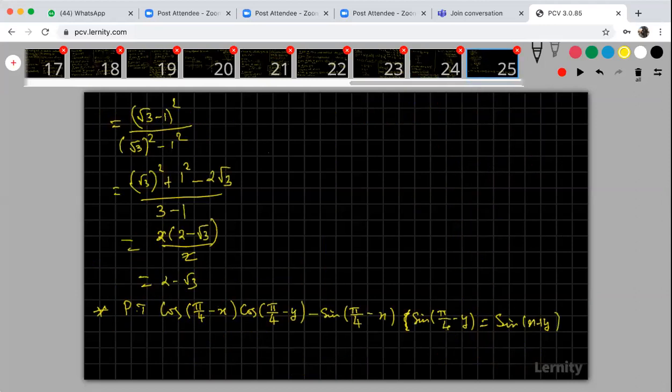Right, so now look at this problem. Cos of pi by 4 minus x, cos of pi by 4 minus y, minus sine of pi by 4 minus x, sine of pi by 4 minus y is equal to sine of x plus y. So we know the formula for cos of x plus y. What about the cos of x plus y formula?